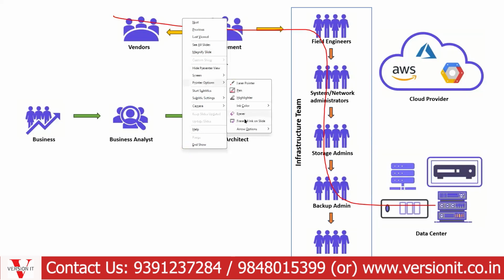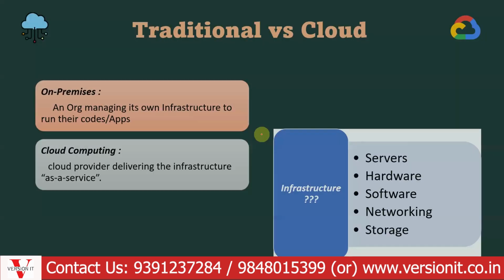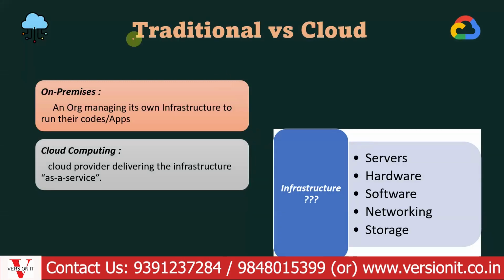So if I have to tell you again at a high level, what is traditional versus what is cloud? Traditional is nothing but on-premises. Cloud is nothing but cloud computing. In a traditional model, your organization manages its own power and infrastructure to run their code or application. As I just told you, if you want to create your application or execute your code, your company has to manage its entire infrastructure. An organization managing its own infrastructure to run its code and application is called an on-premises working model company.